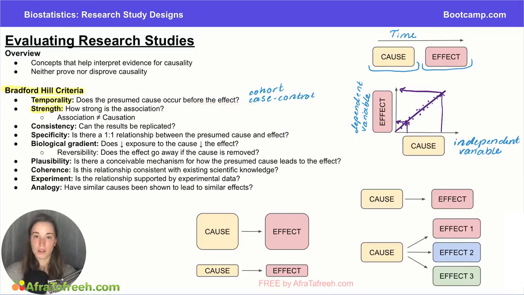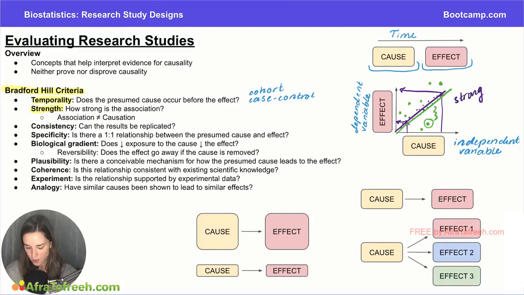You could compare it to a data set such as this green one, and if we tried to draw a line predicting that relationship, it's much less predictive. So for example, this point falls really far away from that line. In this example, the purple data set represents a strong association, and the green data set represents a weak association.